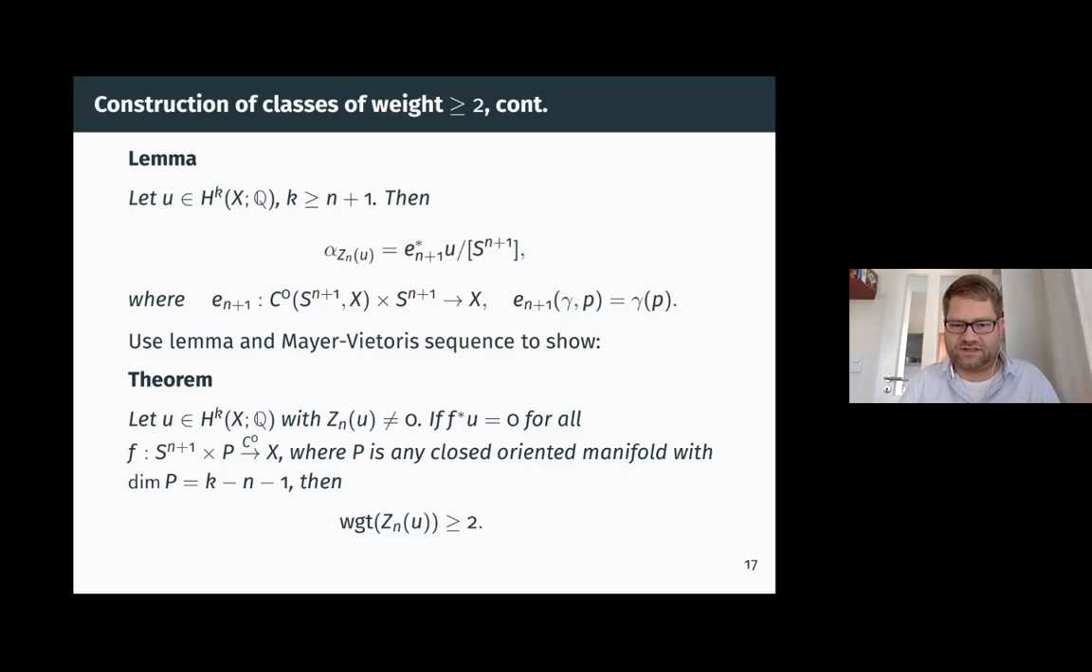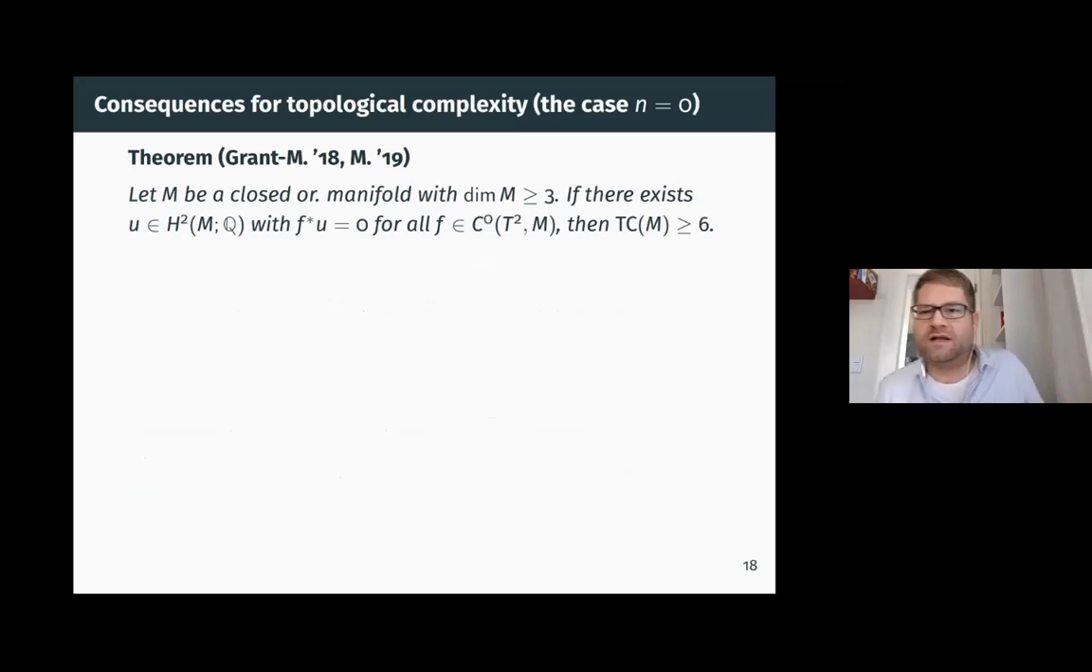Yes, so this is the thing we want to use to get lower estimates for our spherical complexities. And I want to focus quickly on the case n equal to 0, which is the topological complexity case, because already there we have some consequences with respect to these weights. This is generalizing the method that Mark and I used in our argument for symplectic manifolds. So if we have a closed oriented manifold of dimension 3 or bigger, and if we have a degree 2 class such that the pullback by all continuous maps from the 2-torus to M vanishes.